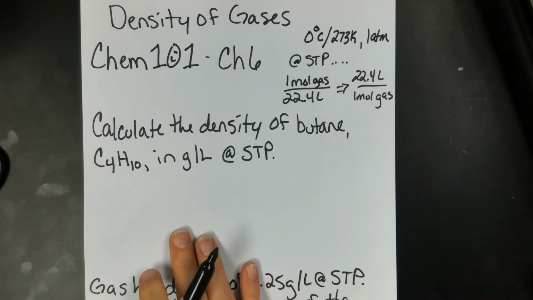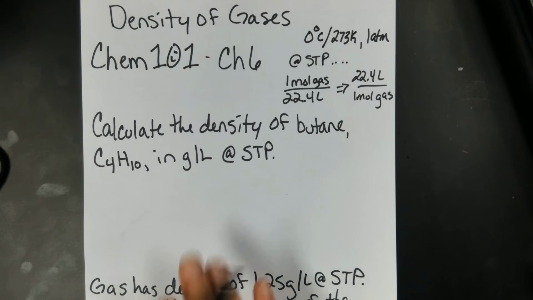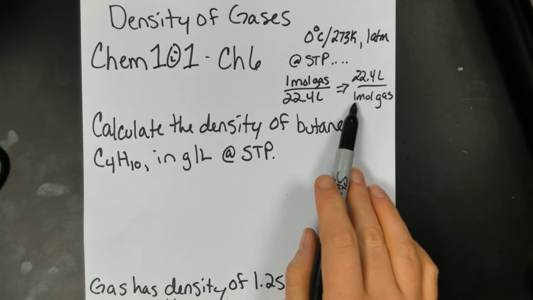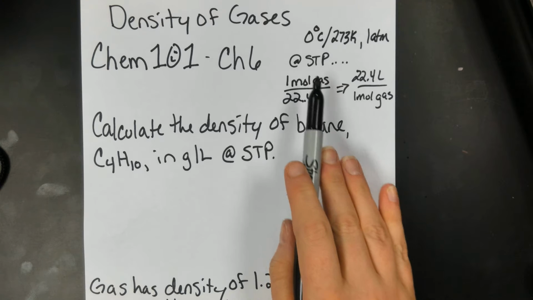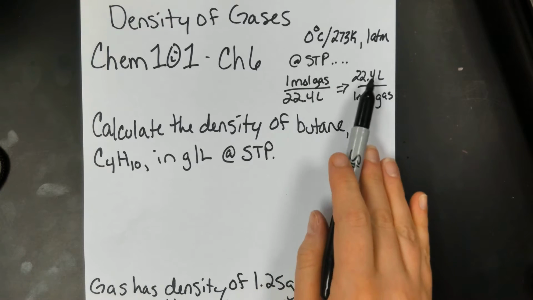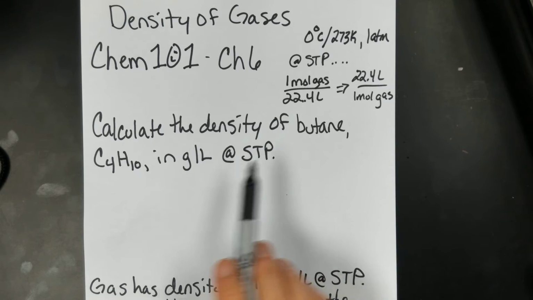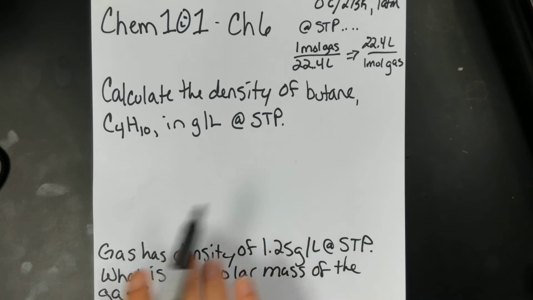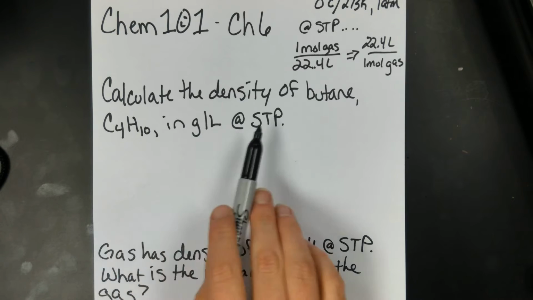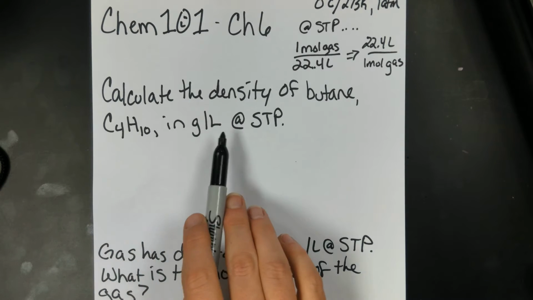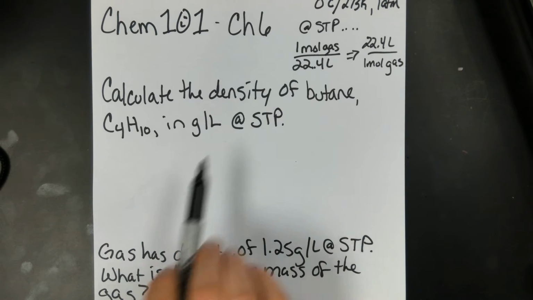So we're given this piece of information here. And I represented this two ways because it depends on whether or not you need the mole on the top or the liters on the top. It doesn't matter because remember you could flip this however way you need to in order to calculate your answer. So it says calculate the density of C4H10 butane in grams per liter at STP.